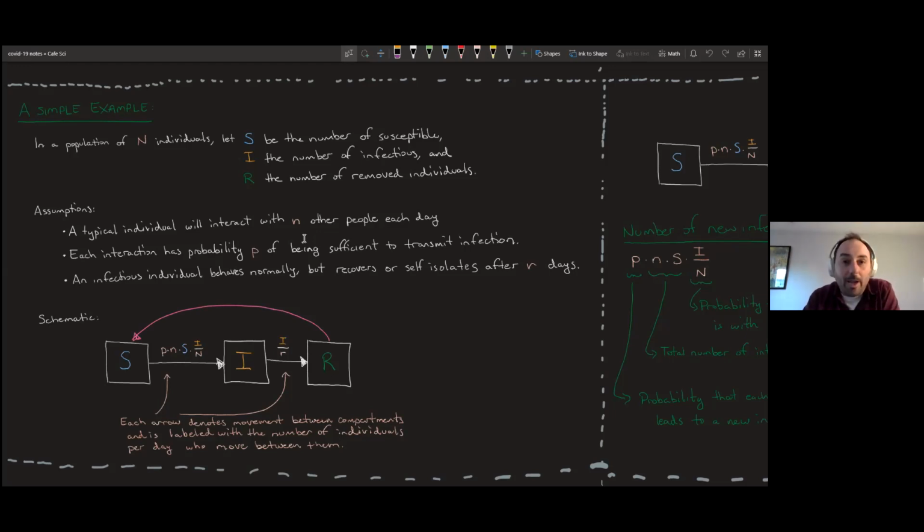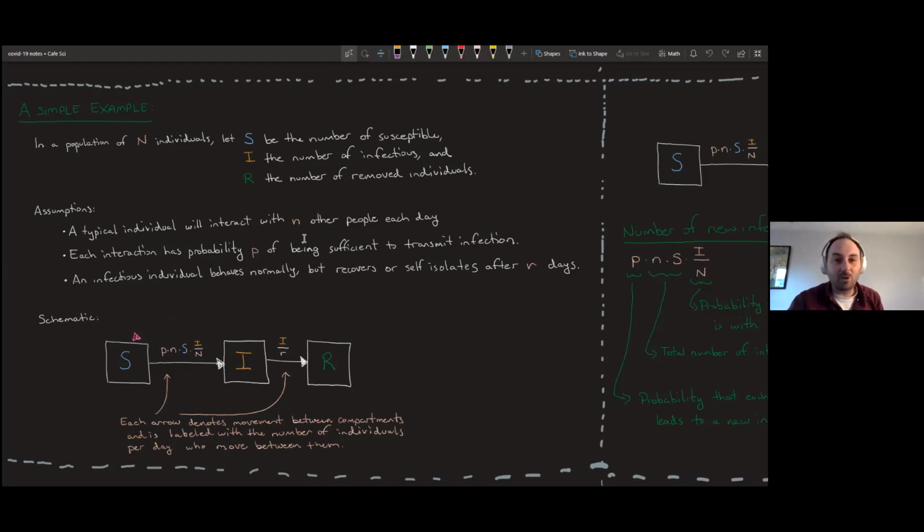So that's called a waning immunity model. And it has really important implications for the disease that we won't have time to talk about right now, unless y'all are really into it. But for now, let's assume this simple model.